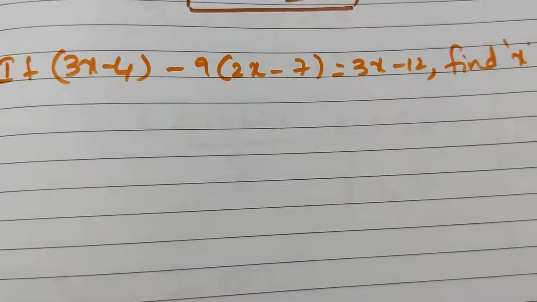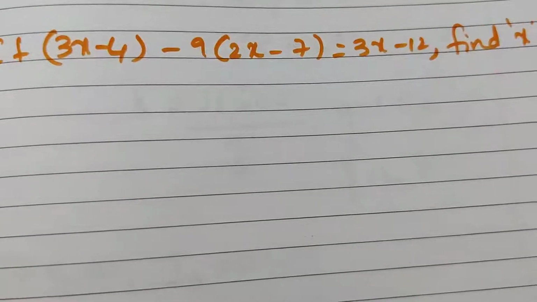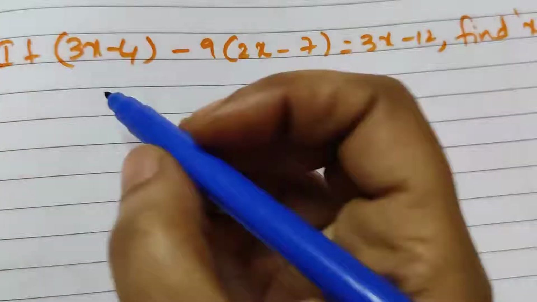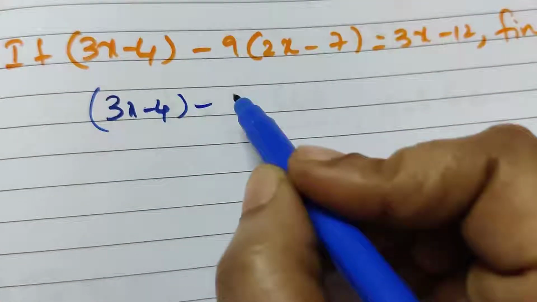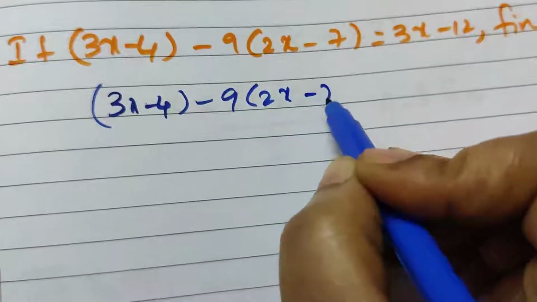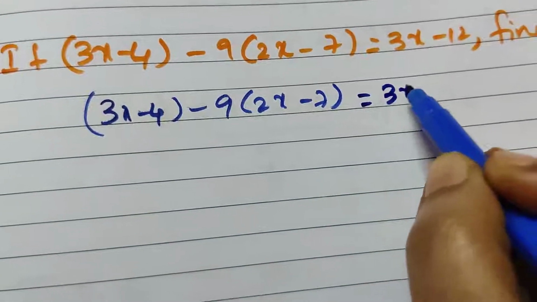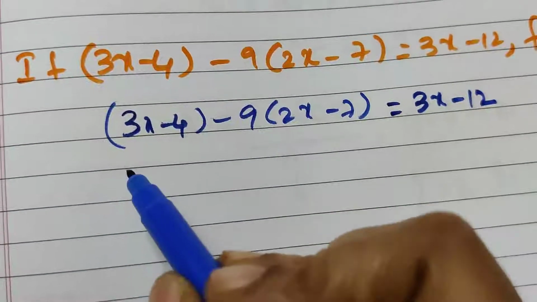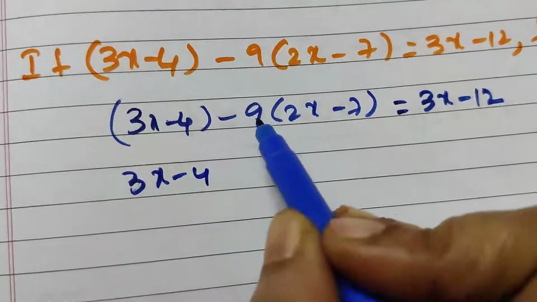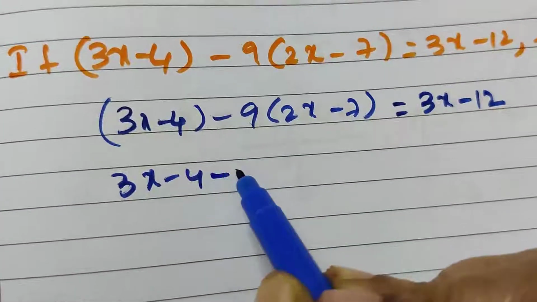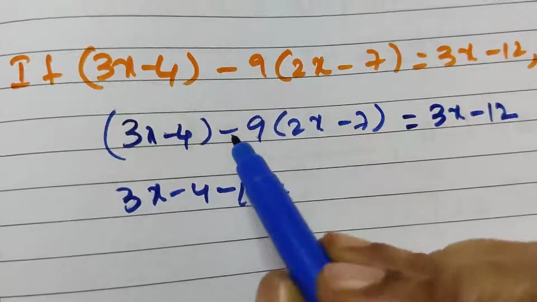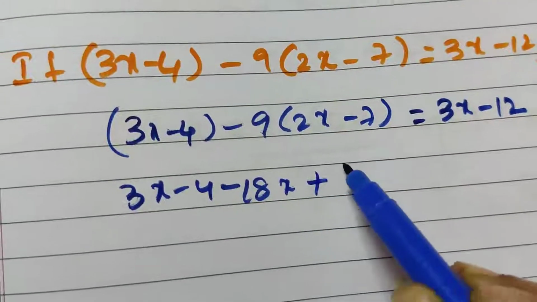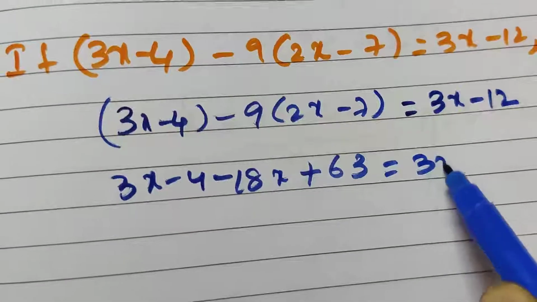So the next question is this. Just rewriting this again: 3x minus 4 minus 9 times (2x minus 7) is equal to 3x minus 12. 3x minus 4 minus 9 into 2 is minus 18x, 9 into 7 is 63, minus into minus is plus 63, is equal to 3x minus 12.